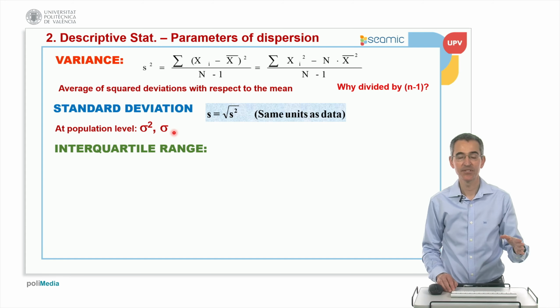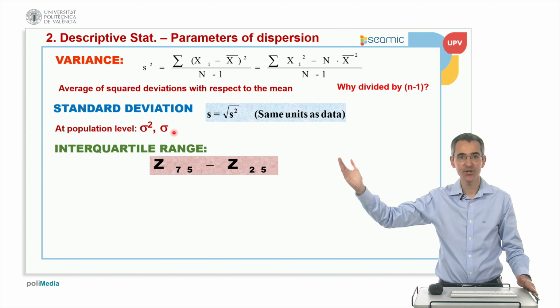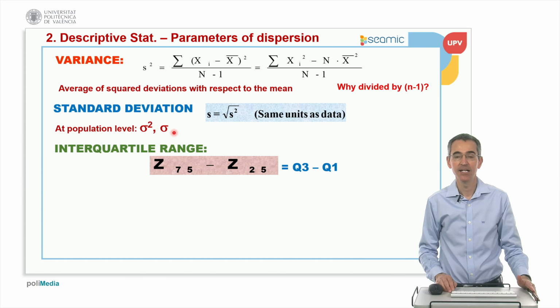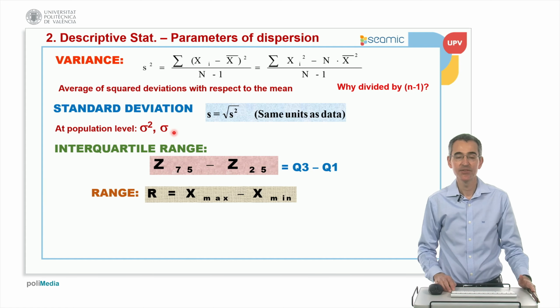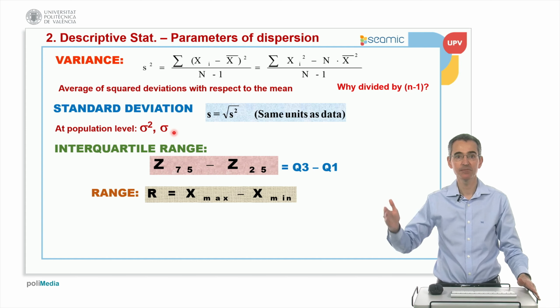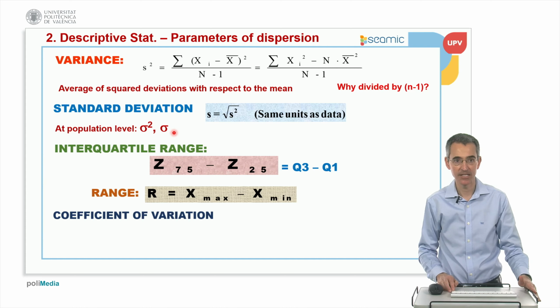Another parameter of dispersion is called the interquartile range. By definition, it is the difference between the third quartile minus the first quartile. This is a very interesting parameter. I will talk now about the advantages. The range is much simpler. The range is just the difference between the maximum minus the minimum. It is called the range.